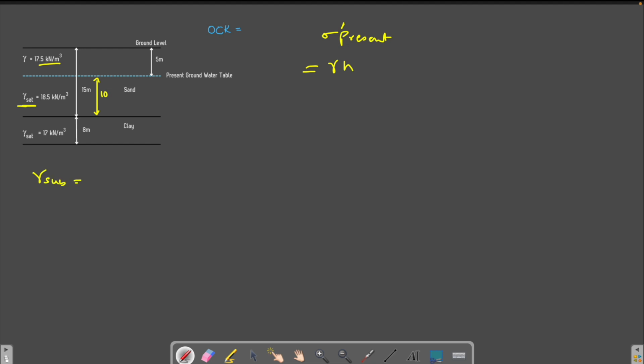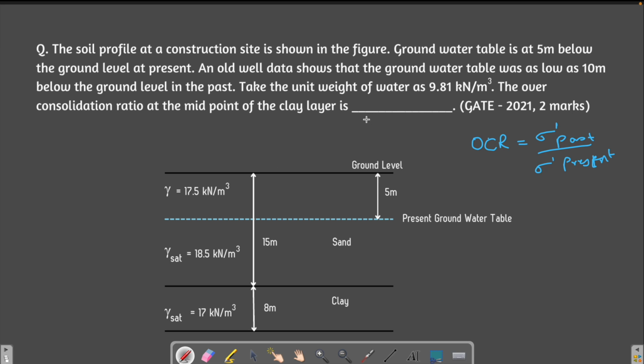The submerged unit weight of the soil is equal to the saturated unit weight of the soil minus gamma W, that is the unit weight of water. If you just subtract these two, you will get the submerged unit weight of the soil. So what is gamma W? We have to take gamma W as 9.81 kilonewton per meter cube.